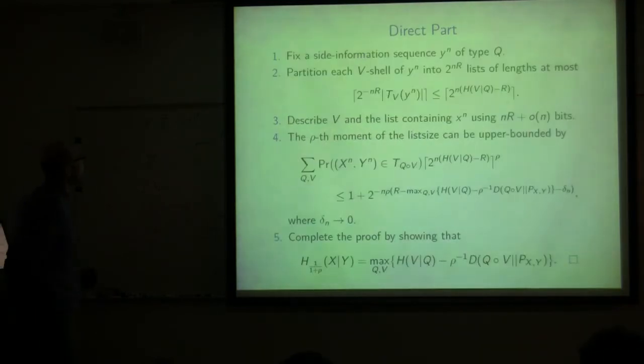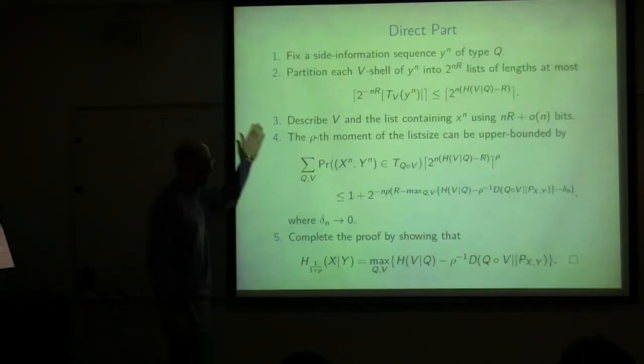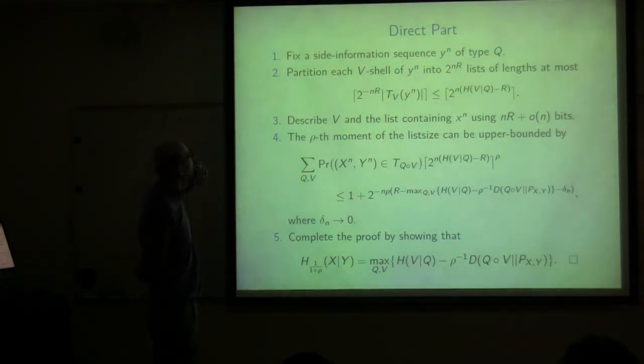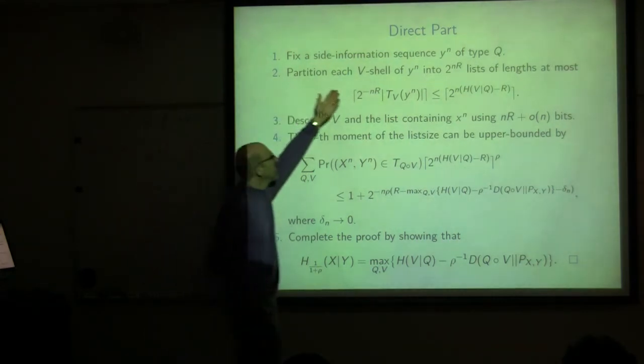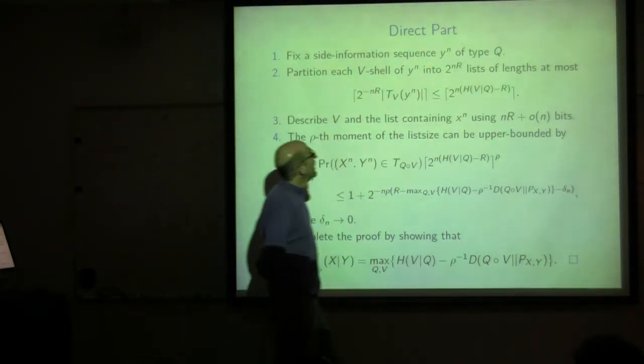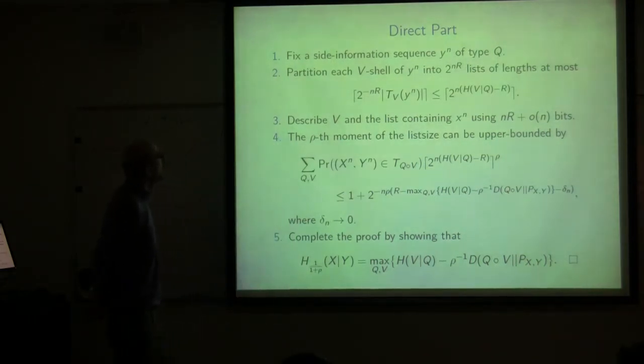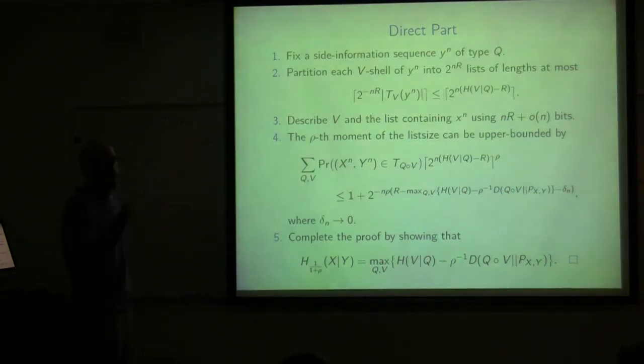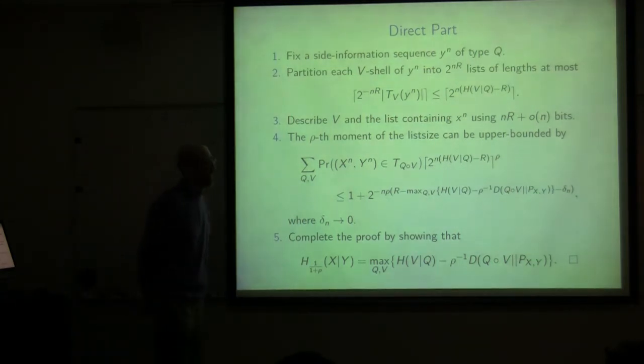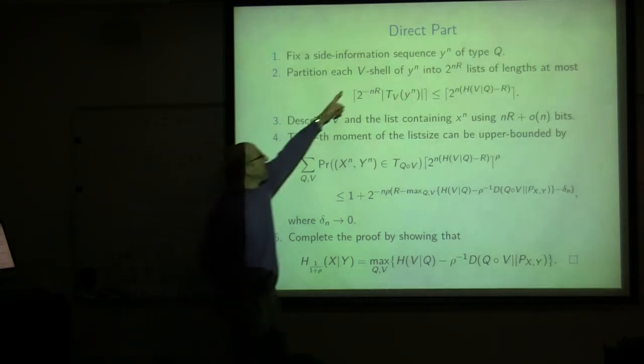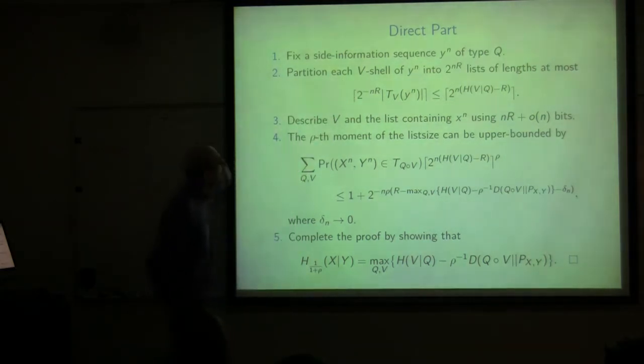Okay, so here's the direct part. It's almost trivial at this point. It's the same idea. What you do is you have some side information sequence y^n. Let's say that it's of type Q. And now you look at the V-shell. In other words, what is the conditional type of x^n given y^n? We'll denote the V-shell by V.